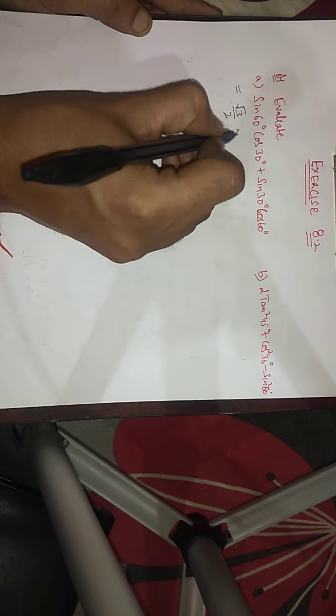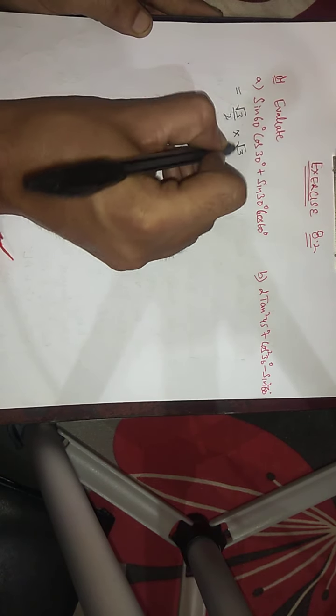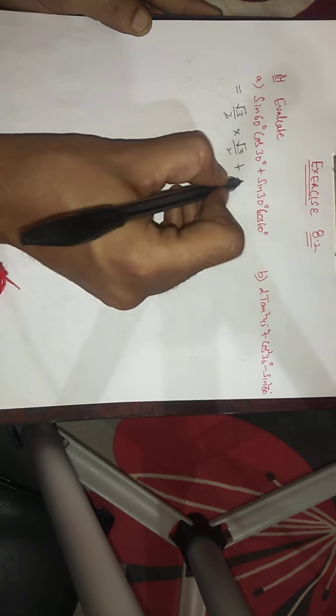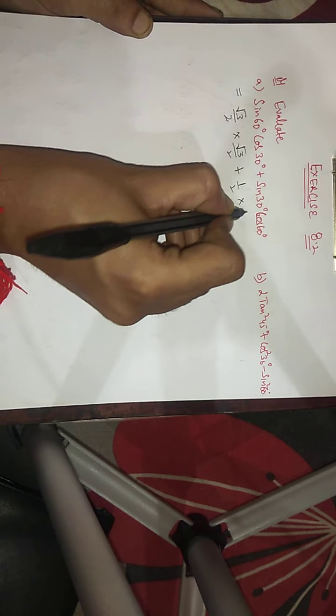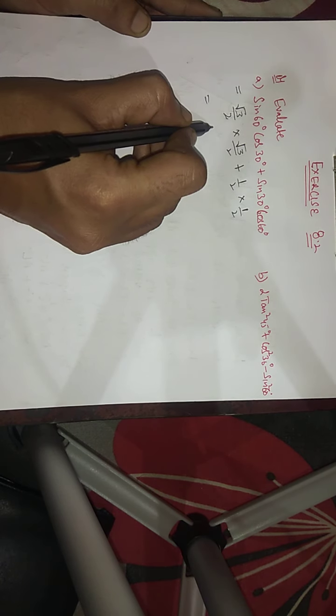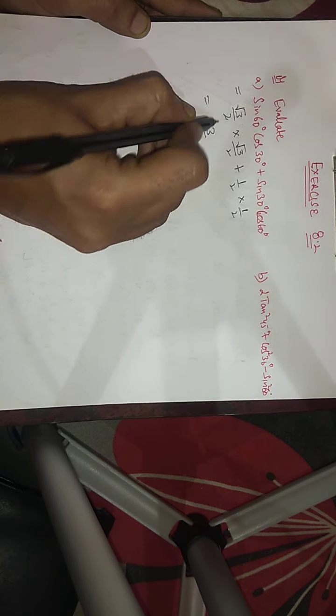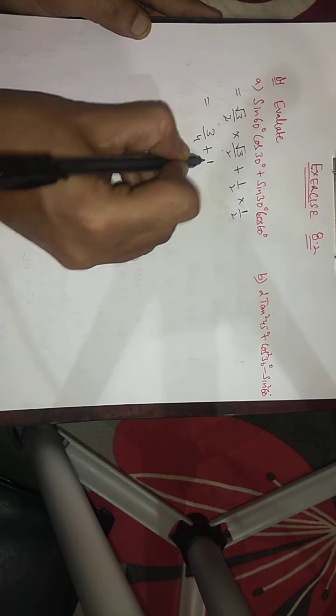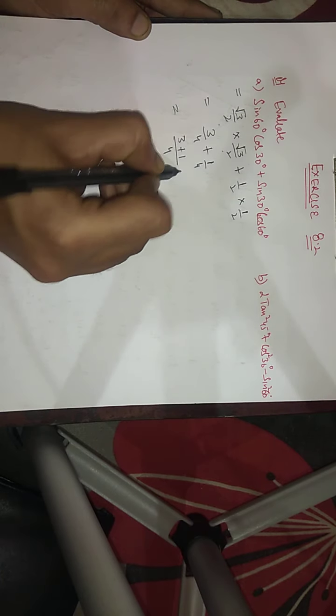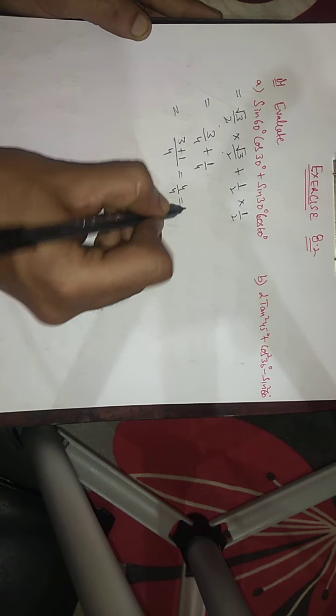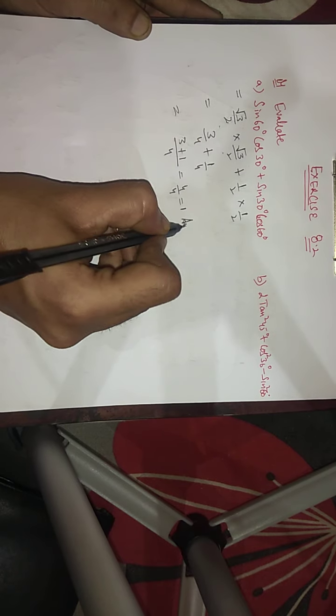As we all know, the value of sin 60 is root 3 by 2. So it's root 3 by 2 into cos 30, that is root 3 by 2, plus sin 30, that is 1 by 2, into cos 60, that is 1 by 2. So root 3 into root 3, whole square, that is 3, over 2 into 2, 4, plus 1 upon 4. Having the common LCM, we can take 4 as LCM. It is 3 plus 1, which is 4 by 4, that is 1, which is your answer.